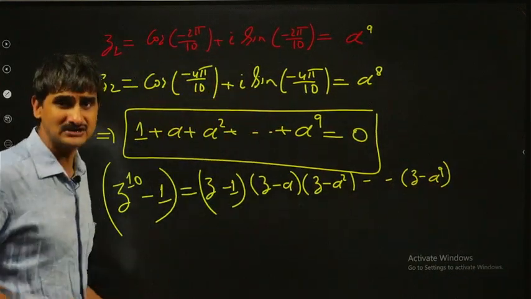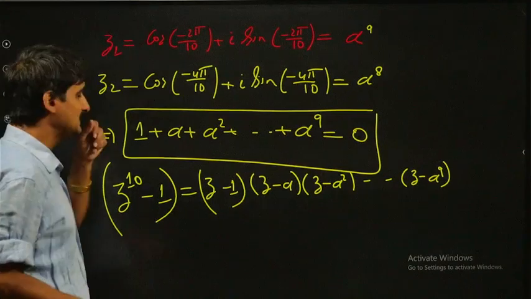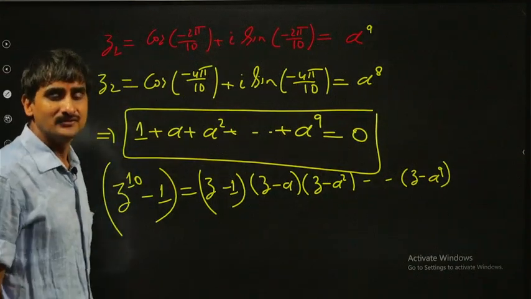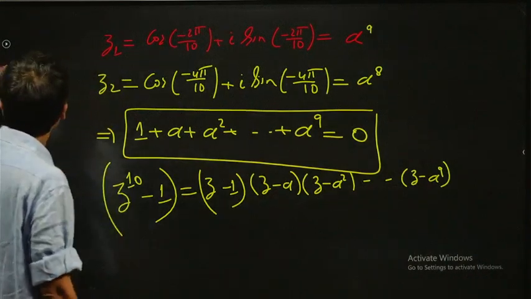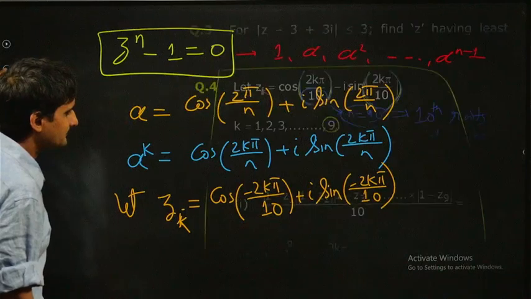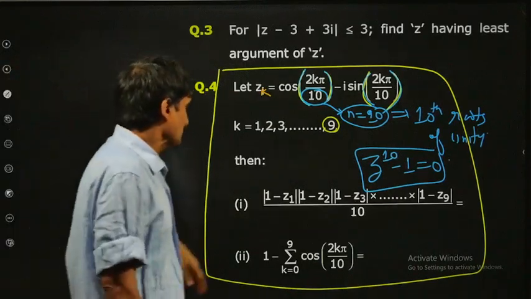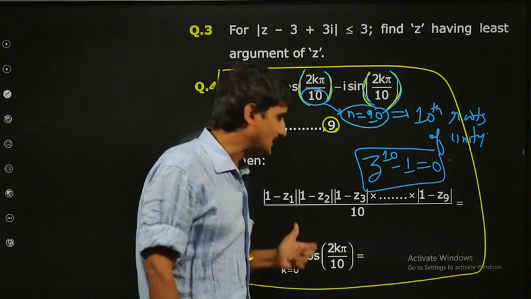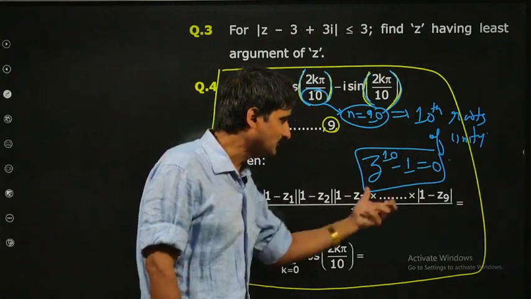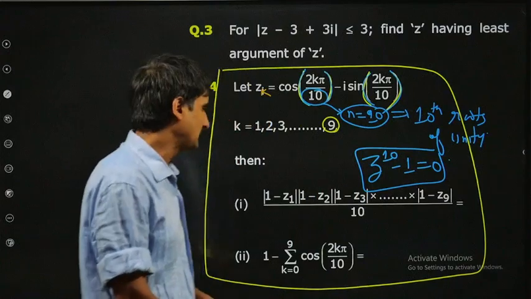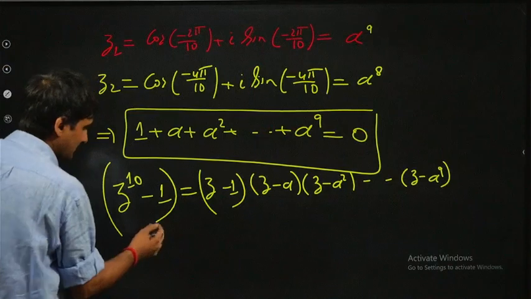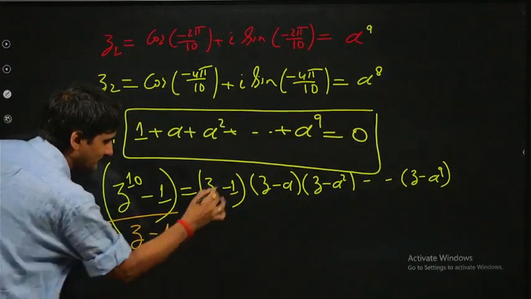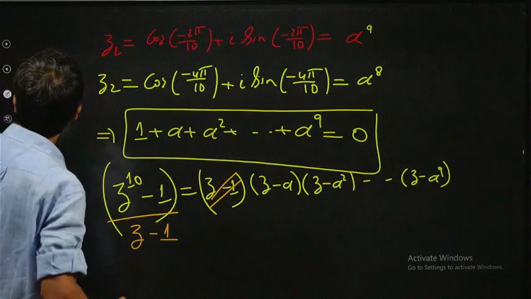Is anything going to change? The answer is no, because the roots remain the same. Roots are the same, bachcho. Now let's see what we need. We need here (1 minus alpha), (1 minus alpha square), (1 minus alpha cube), and so on, (1 minus alpha raised to the power 9), mod. Absolutely we need this mod, so we'll bring this to the left hand side denominator.